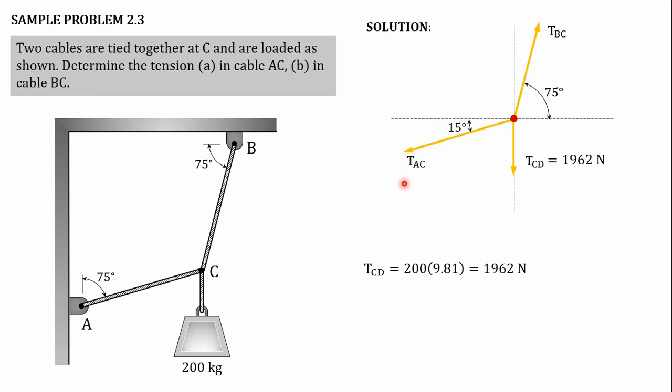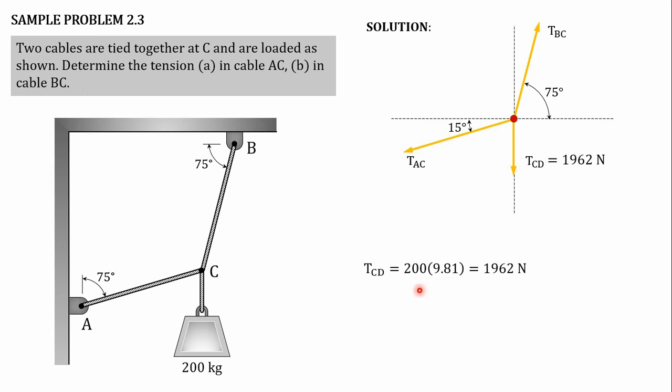So, may dalawang unknown tayo, tension BC and tension AC. Using the two equilibrium conditions, which is summation of Fx is equal to 0 and summation of Fy is equal to 0, we can create two equations. And therefore, we have two unknowns. So by creating those equations, we can solve tension AC and tension BC. So yun yung gawin natin.